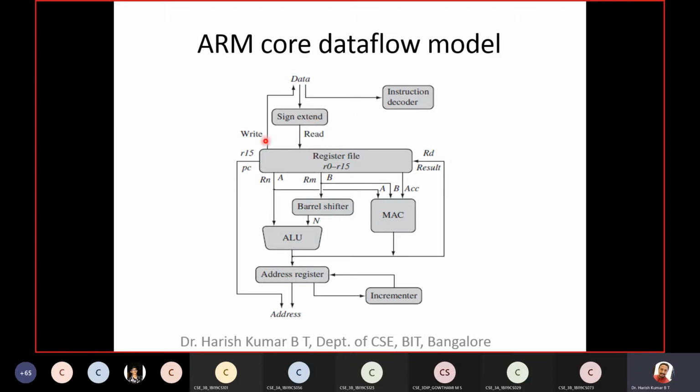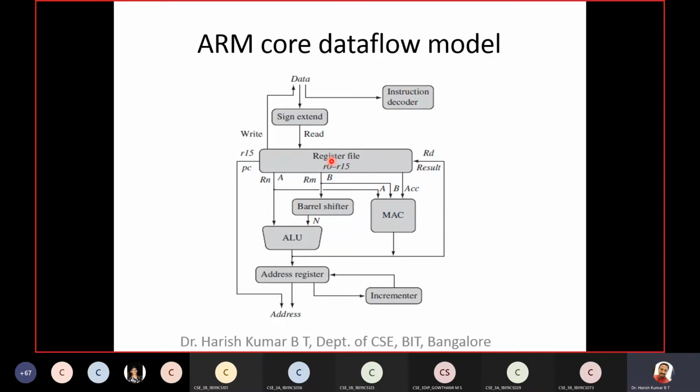And then we have the register file here. In the earlier classes, when we were discussing the ARM design philosophy, we understood that the ARM design philosophy has rejected the concept of register window, because register windows occupy a larger chip area.